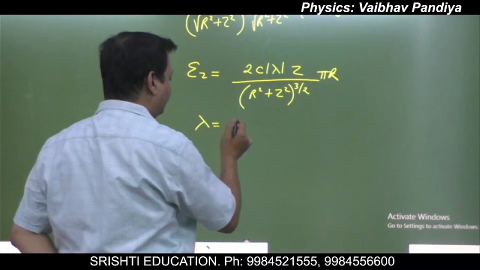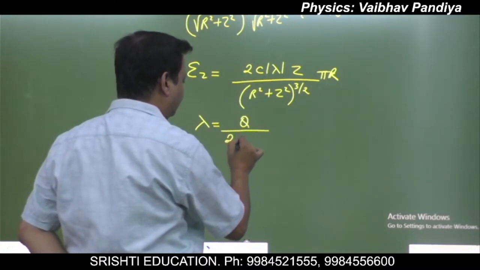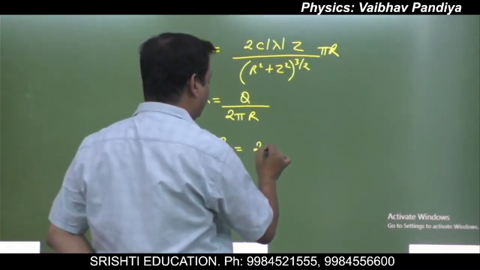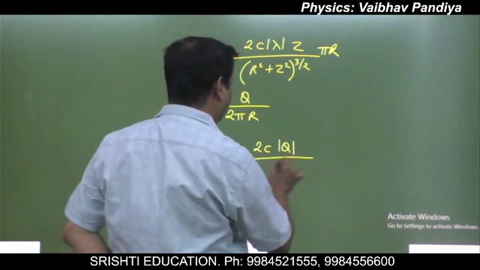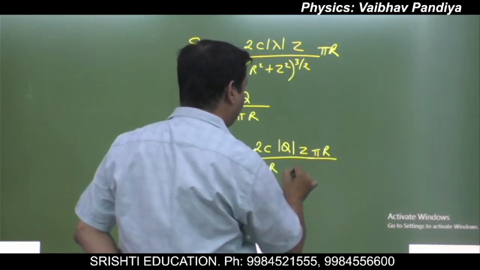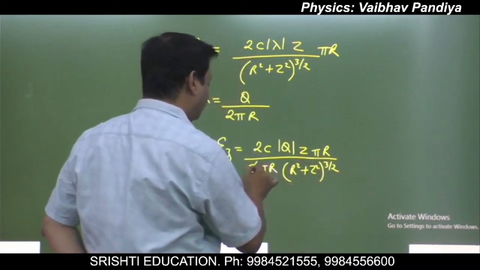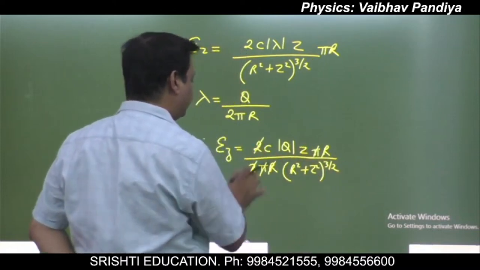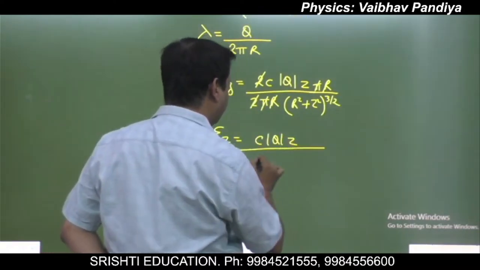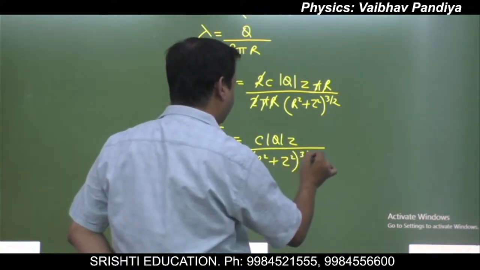Now put the value of lambda. Since it is a uniformly charged ring, you can put lambda equal to q by 2 pi r. So Ez will come to be 2c mod of q by 2 pi r, z pi r by r square plus z square to the power 3 by 2. So 2 pi r gets cancelled away, and Ez came to be cqz by r square plus z square to the power 3 by 2. This is Ez.